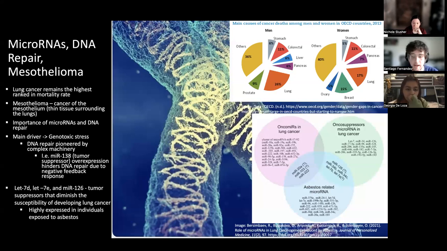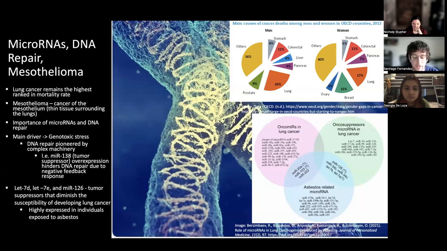Moreover, other miRNAs, such as LET7D, LET7E, and MIR126, essentially function as tumor suppressors that diminish the susceptibility of developing lung cancer. So if we keep this in mind and analyze other studies where researchers have tested these miRNA levels, they have found that in certain individuals exposed to asbestos, these miRNAs, the tumor suppressors, are recorded in much higher levels.